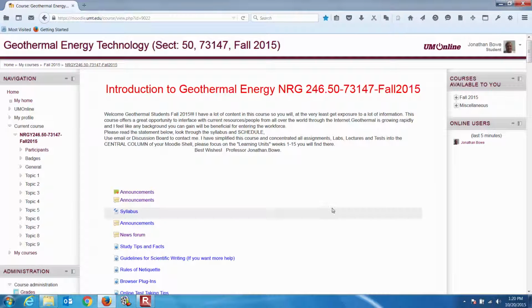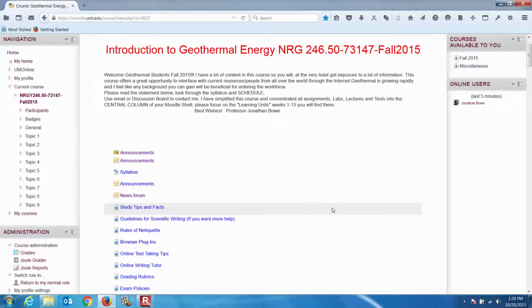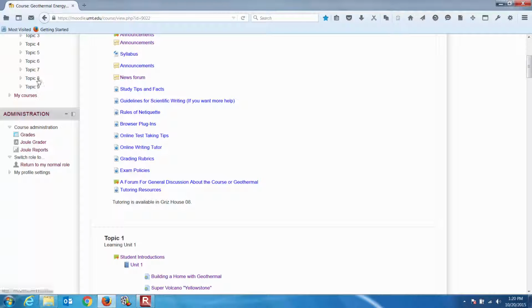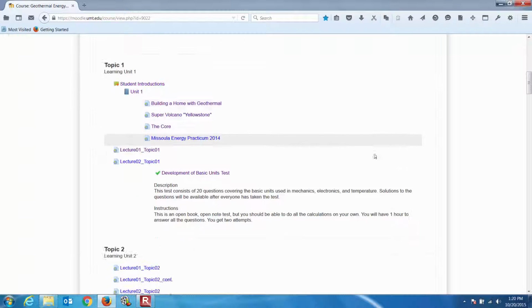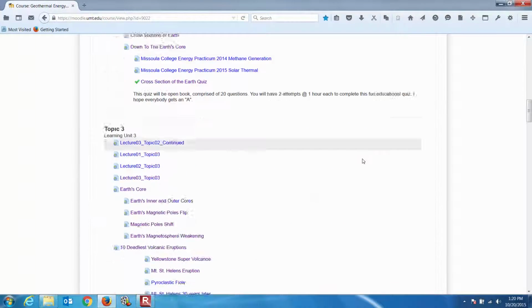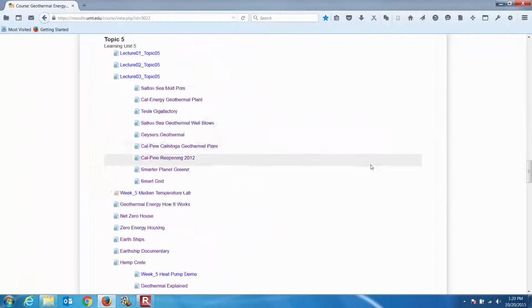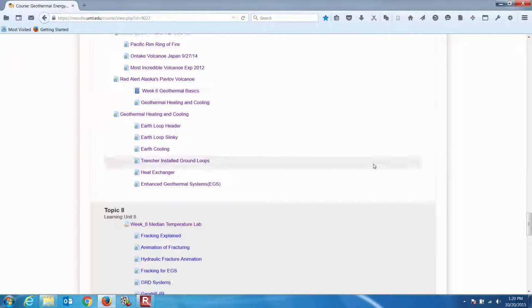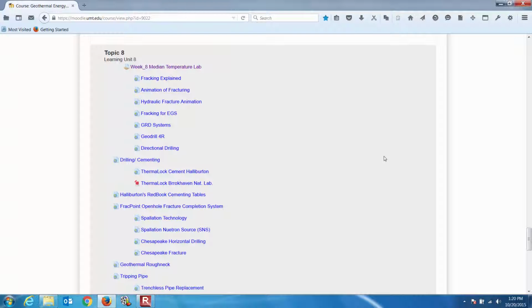Hoping you're finding everything conveniently in the central column of your course. Sometimes these topics on the outside go off on a tangent of their own, so if you're having any difficulties, stick with the central column here. And the current week will be highlighted. Here we are, week 8, topic 8, learning unit 8.